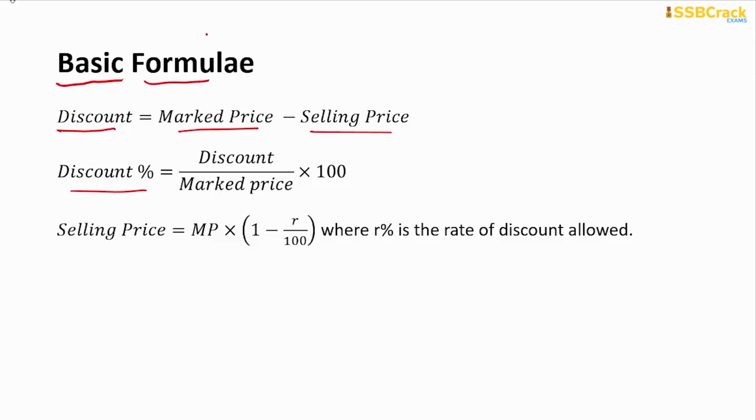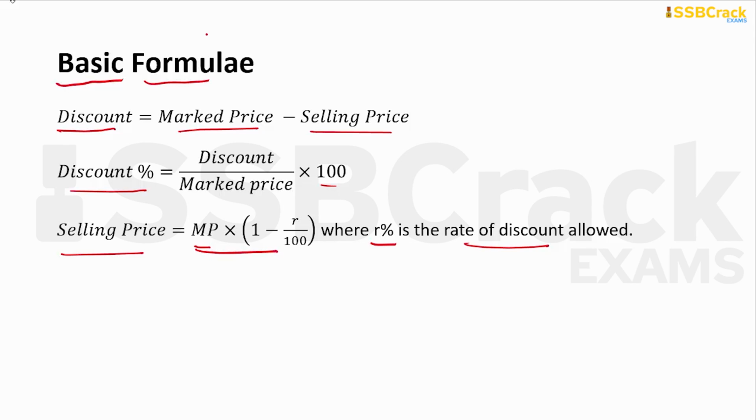And the discount percentage we calculate it by discount upon mark price into 100. And if you want to determine the selling price when you know the mark price and the rate of discount, where R% is the rate of discount allowed, then you can use this formula, that is MP into (1 minus R upon 100). Very important formula to find the selling price of an article when you know in the question the mark price and rate of discount.